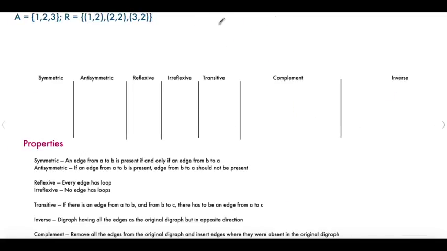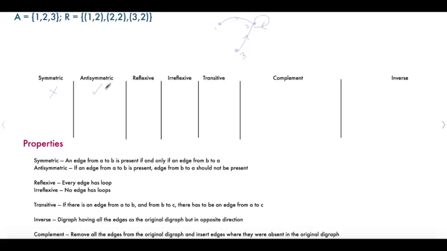So we have again 1, 2, 3. Edge 1, 2 is this one, 2, 2 is the loop, and 3, 2 is this one. So 1, 2, 3, 2 and 2, 2. Is it symmetric? We have 1 to 2 but not 2 to 1. So is it anti-symmetric? We have 1 to 2 and not 2 to 1. Yes. We have 3 to 2 and not 2 to 3. Yes. And we do not even have 1 to 3.